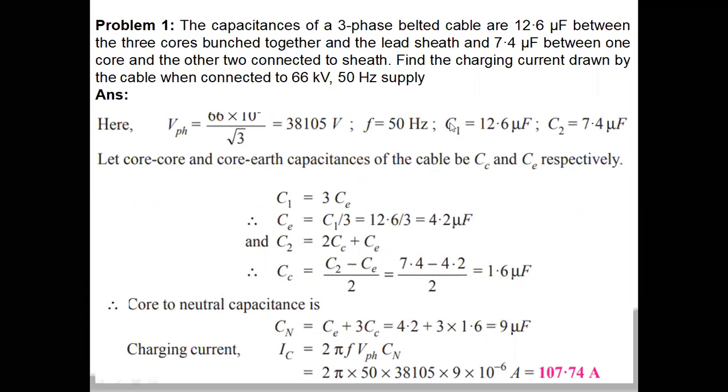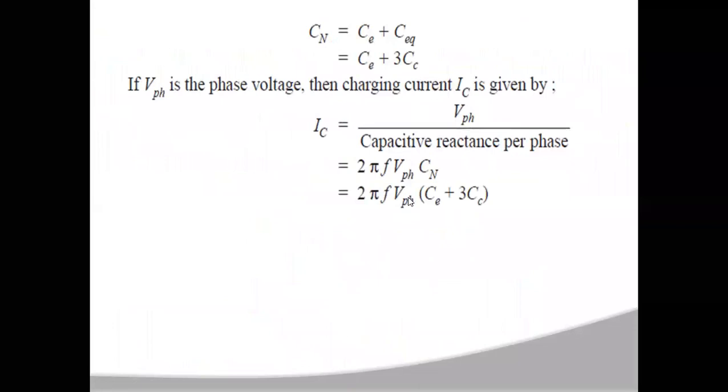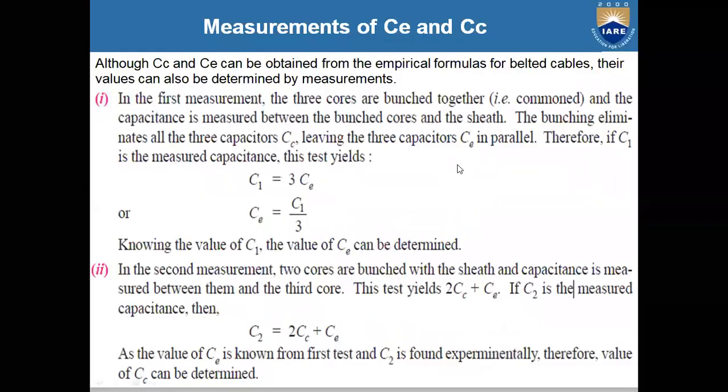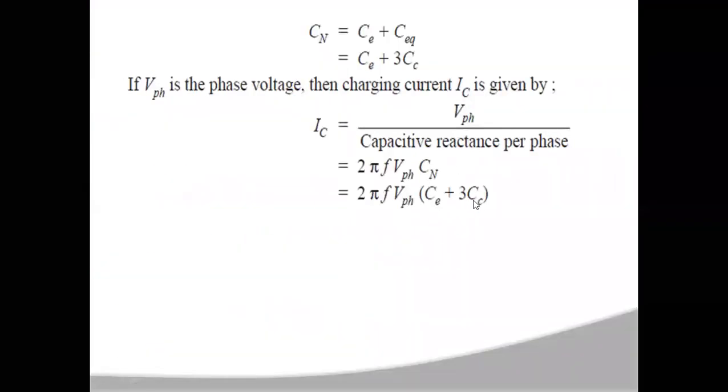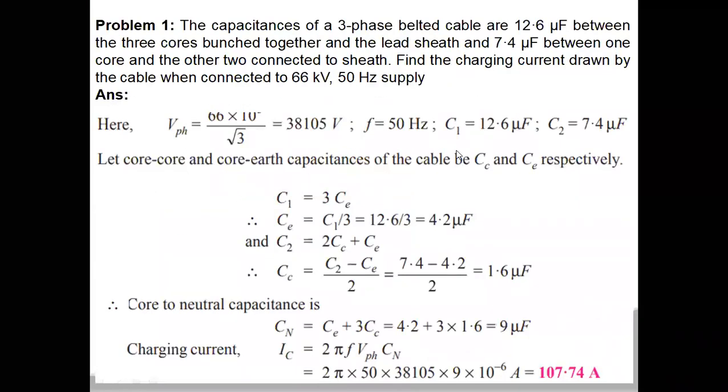Now you have to calculate the charging current. Charging current IC is equal to 2 pi f V phase Cn, or Ce plus 3Cc. So now you use this equation: IC is equal to 2 pi f V phase Cn. In this expression, frequency is known and V phase is known. First you have to calculate Cn before getting IC. How can you calculate this Cn?